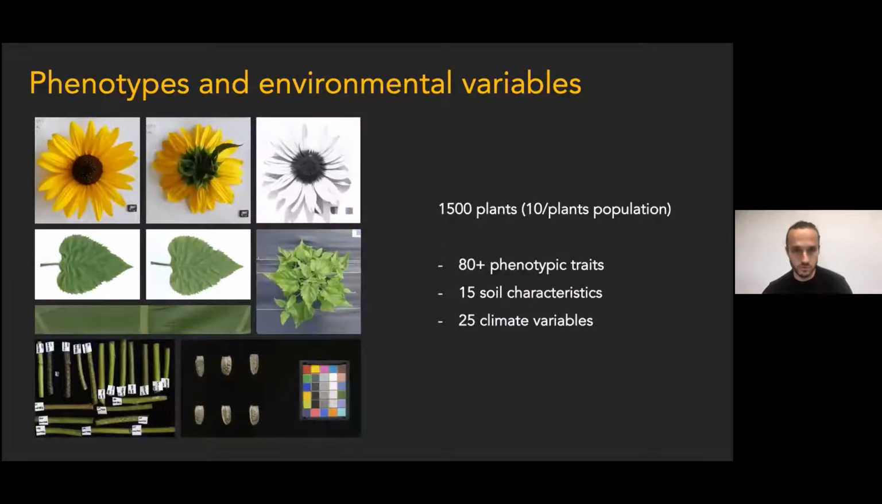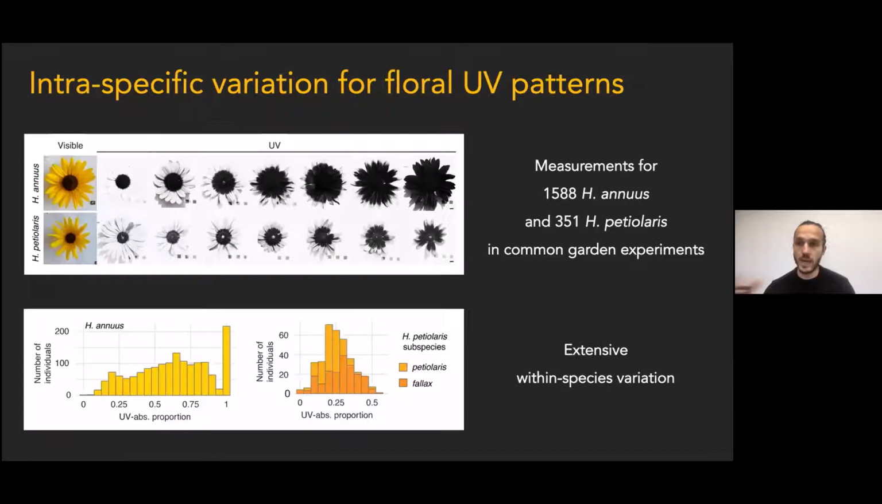Nonetheless, we managed to phenotype these plants for a variety of different traits across the whole season, and then we collected the pictures and analyzed different traits afterwards. And one of the traits was UV pattern. So between this common garden and another common garden experiment we did a couple of years back, we had information for many hundred different plants, especially for annuus and petiolaris. And what we found is that there is extreme variation for this trait within species, especially in annuus. So you see there is everything from plants that have petals that are almost completely UV reflective to plants that have petals that are completely UV absorbent.